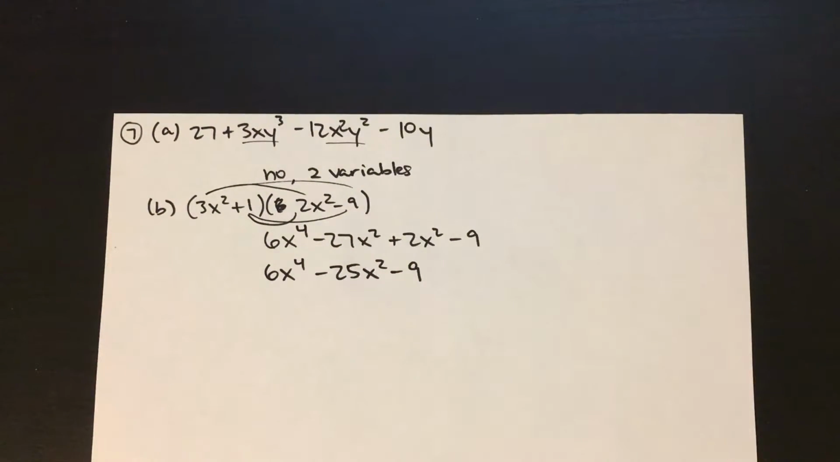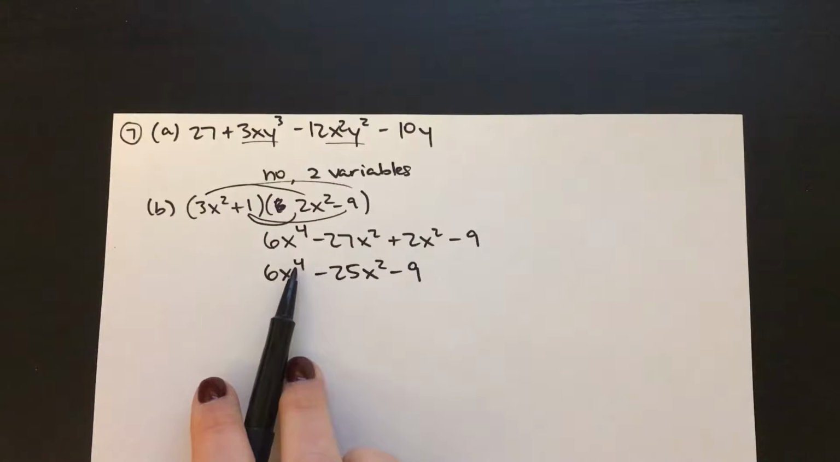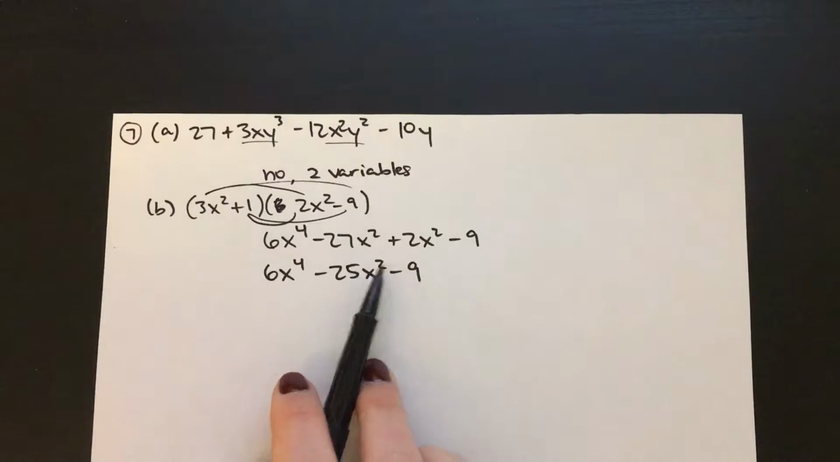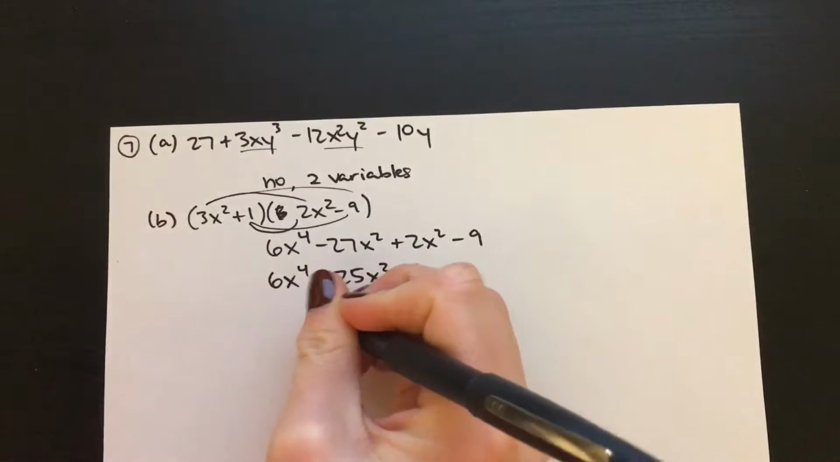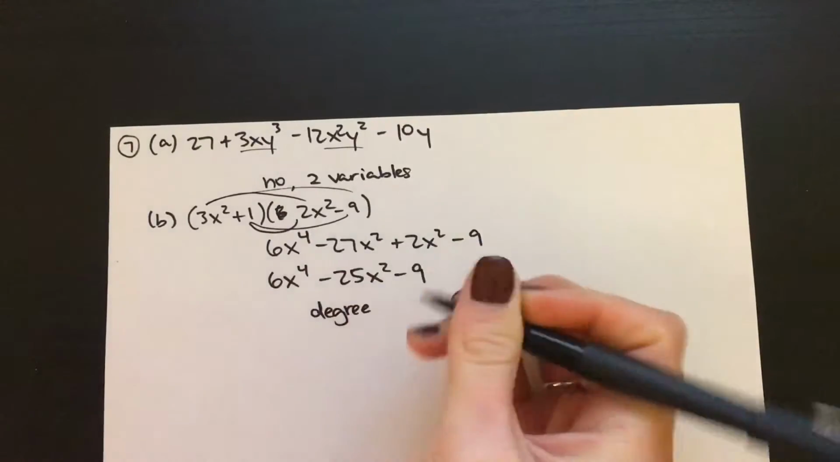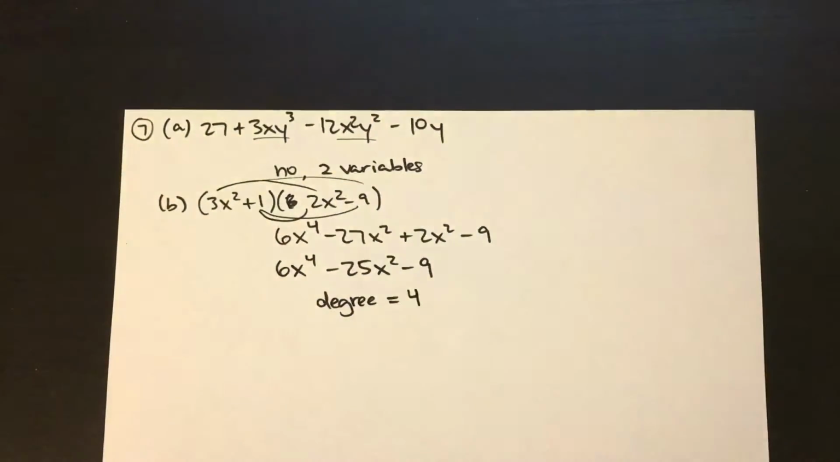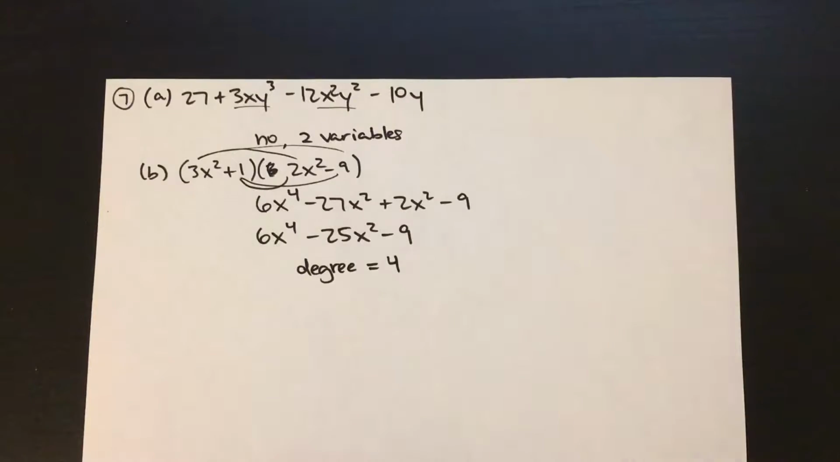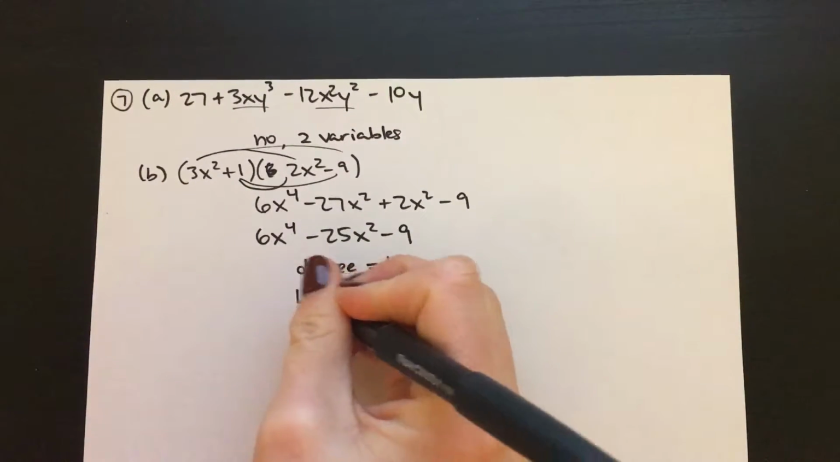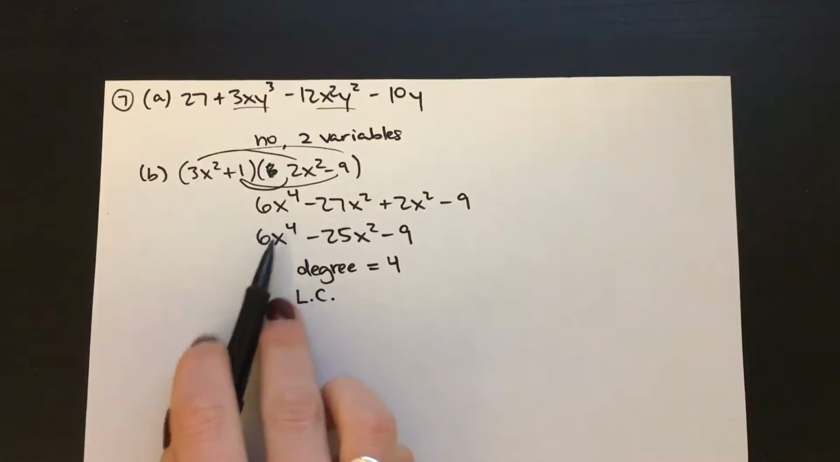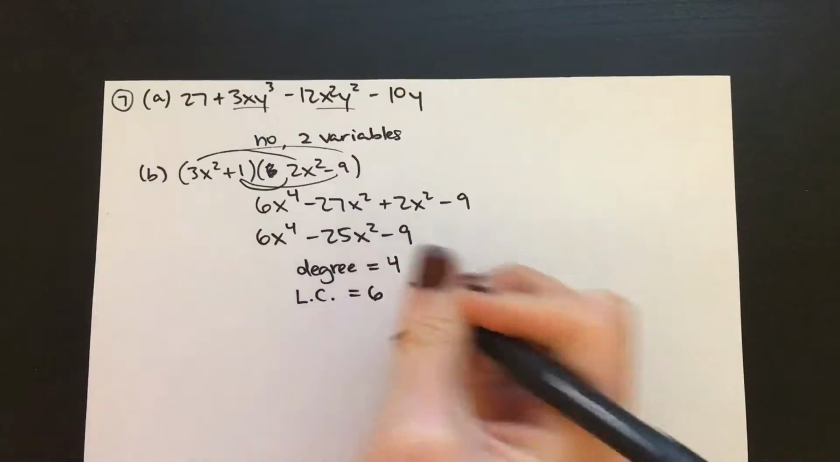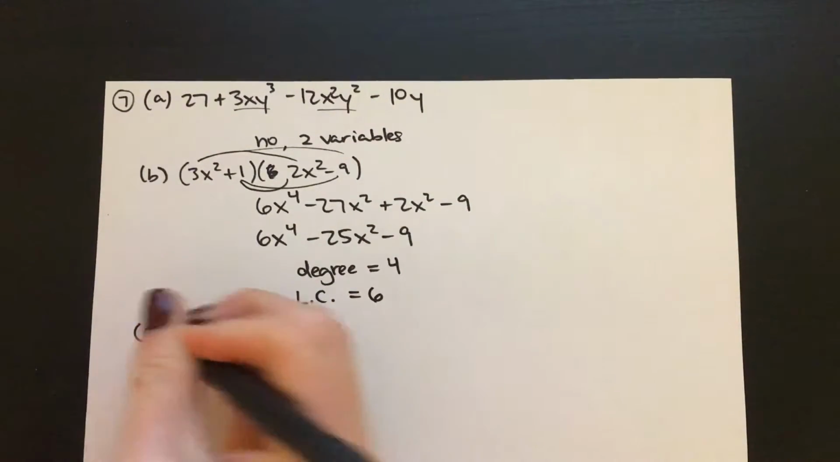So for the degree, the definition of the degree is the highest possible exponent. So this term's exponent is 4, this term's exponent is 2, and a constant technically has an exponent of 0. So the highest possible exponent would be this first one, which is 4. So the degree of the polynomial would be 4. And then the leading coefficient is always whatever coefficient is attached to that highest exponent. So that would be the 6. Okay, so the leading coefficient would be 6.